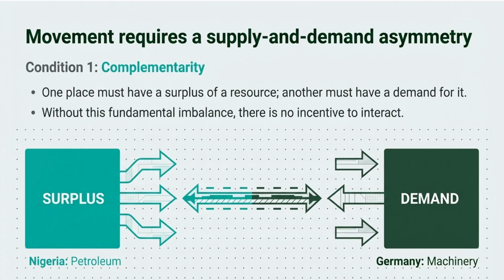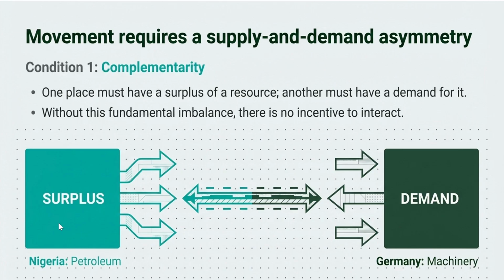In economics, we all know the concept of demand and supply. So condition number one is complementarity. One place must have a surplus of a resource, and another must have a need for it.